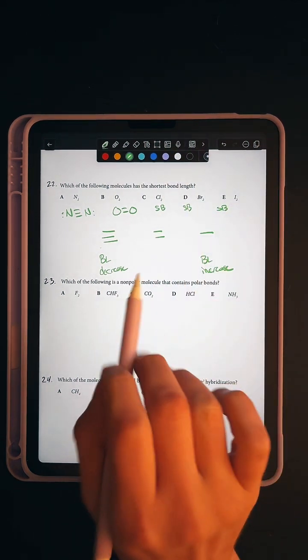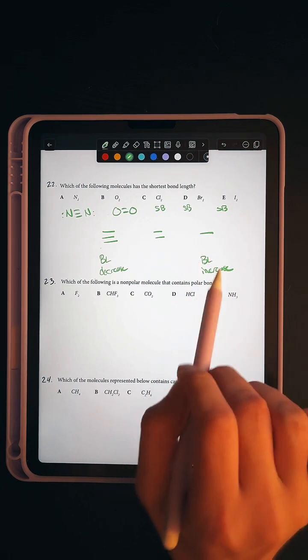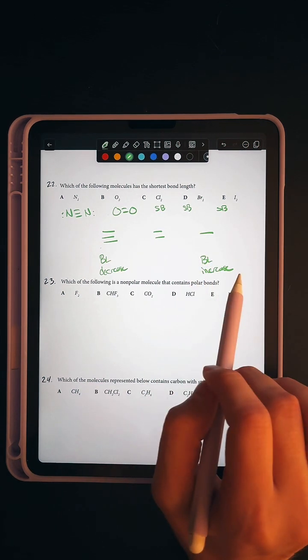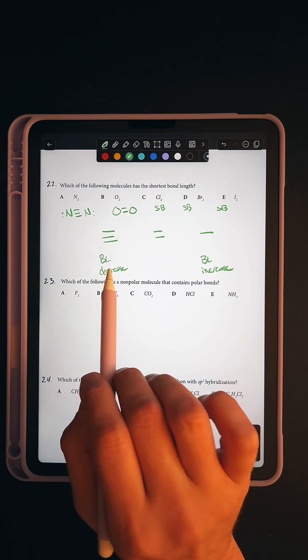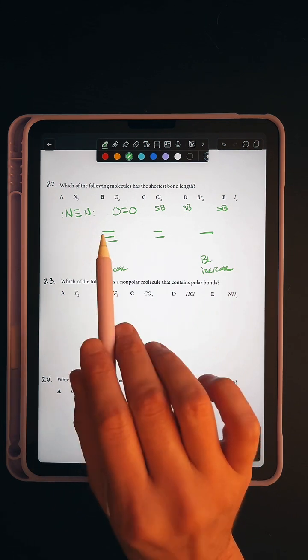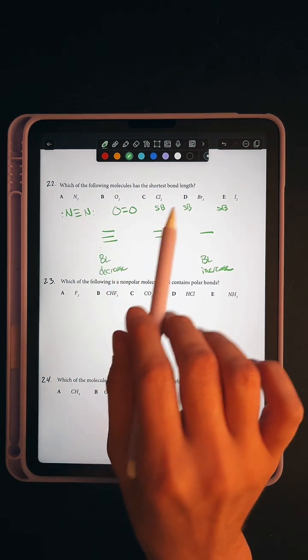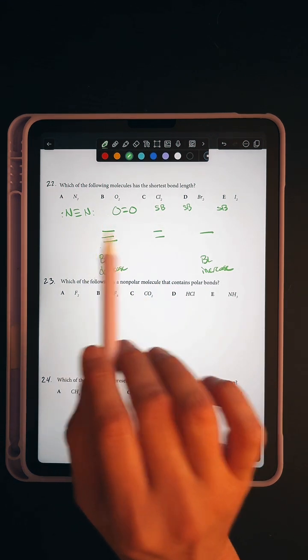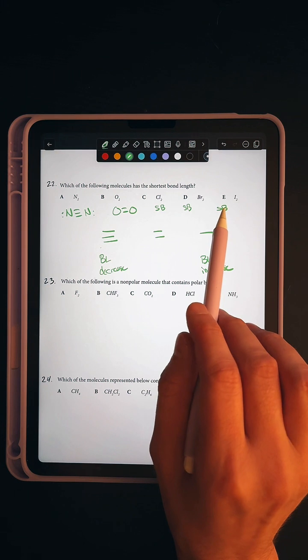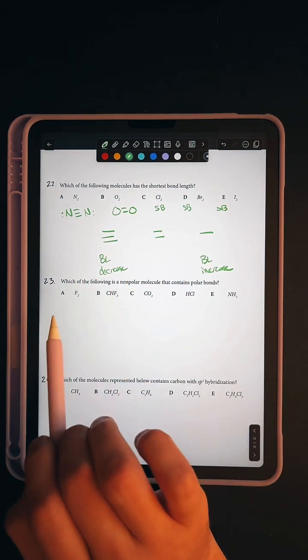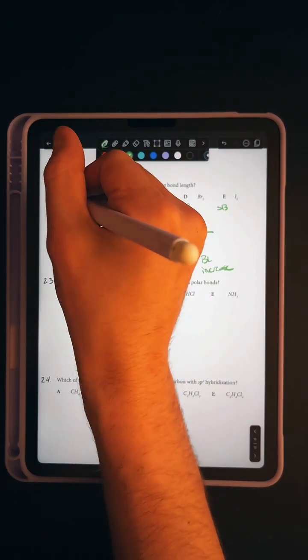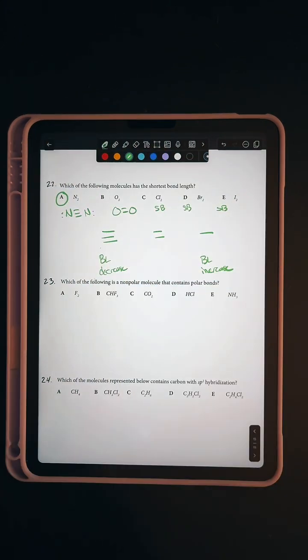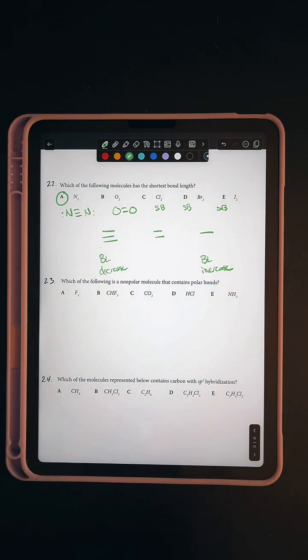Now we just said that the bond length for single bonds is longer than a bond length that is triple bonded. So our shortest bond length is going to be the molecule with more bonds. Single bonds only have 1 bond, double bond has 2. Nitrogen, that's a triple bond, so it's going to have a shorter bond length.